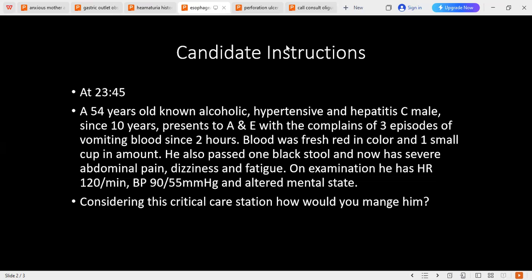Significance. Sorry, ma'am, can you repeat the question? Yes. What is the significance of knowing that this patient is alcoholic and is also suffering from hepatitis C? What are the complications or the risk factors you should keep in your mind?